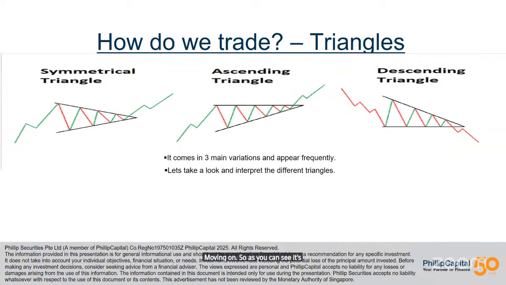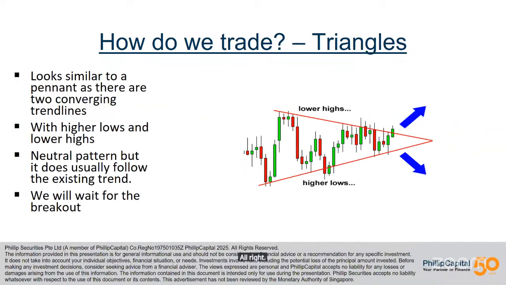Why I would say a pen is a triangle, because the next thing we're talking about will be triangles. There are three different kinds: the symmetrical triangle, the ascending triangle, and the descending triangle. So let's go through the triangle first.